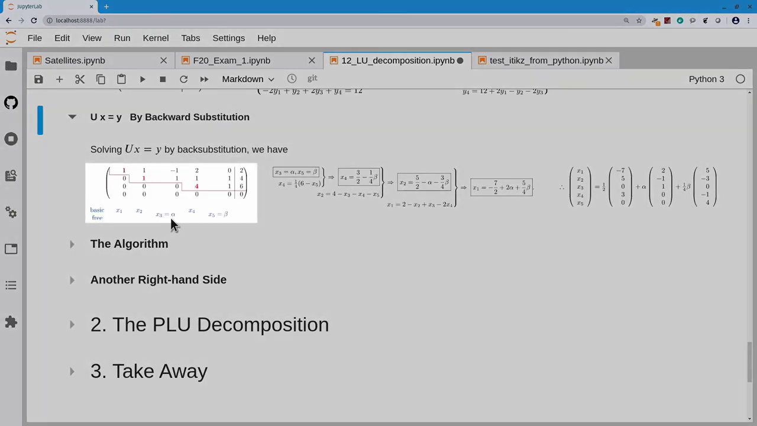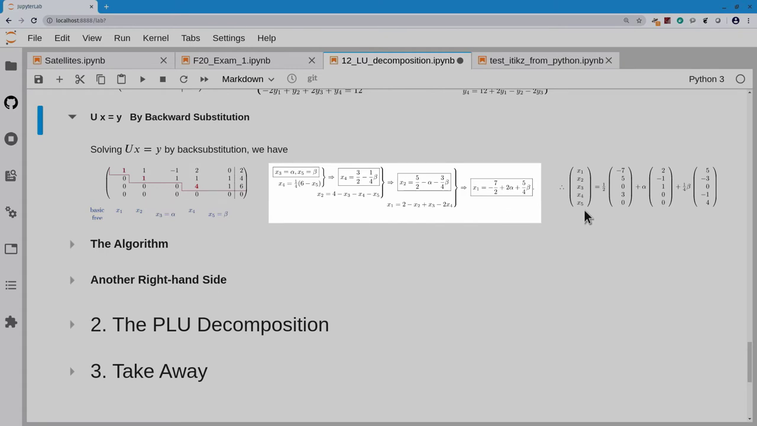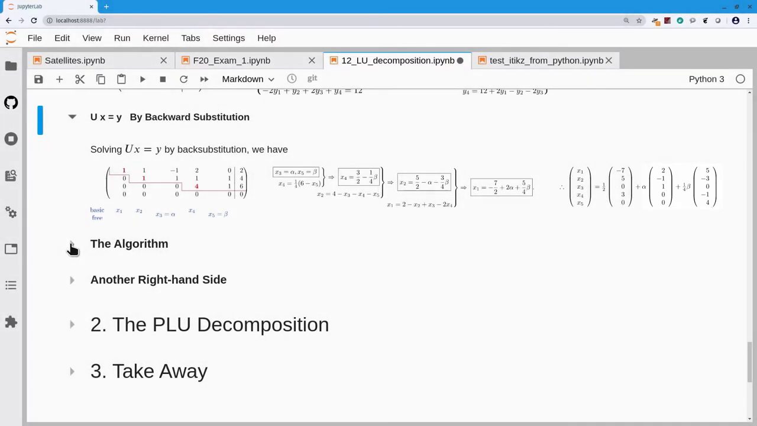So we'll do our back substitution. We identify our free variables, x3 equals alpha, x5 equals beta, and solve the system from the bottom up, and finally put the solution in our standard form: our particular solution for that right-hand side B, plus the homogeneous solution, the solution of Ax equals 0.